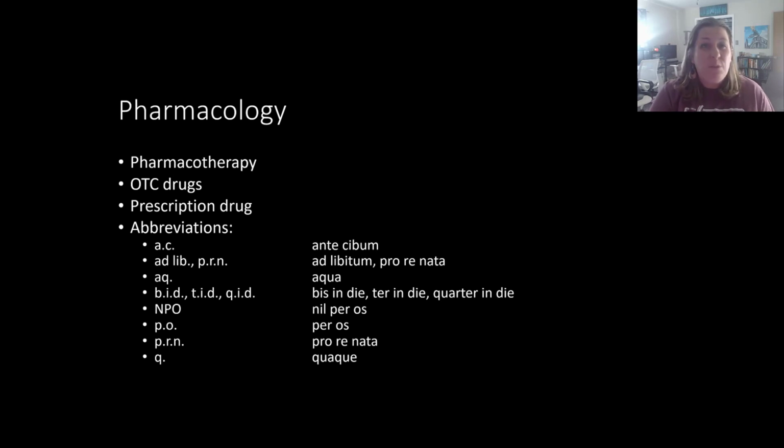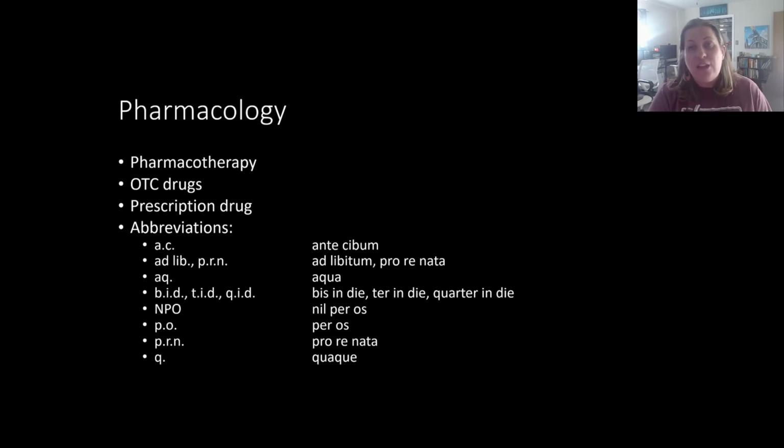AQ is where it's with aqua, or water, as part of it. BID, TID, and QID are about how many times a day. So BID is twice a day, TID is 3 times a day, and then QID is 4 times a day. NPO is nothing by mouth. A lot of times when somebody's going to go into surgery, we would put a sign on there that they're NPO. Don't give them anything by mouth before they go into their surgery.